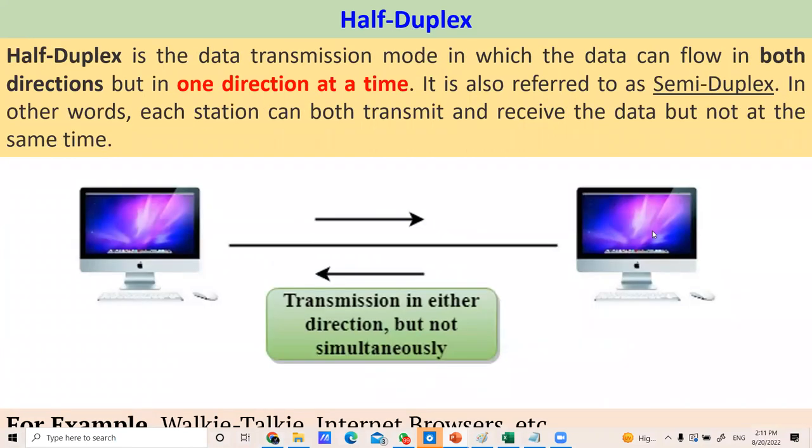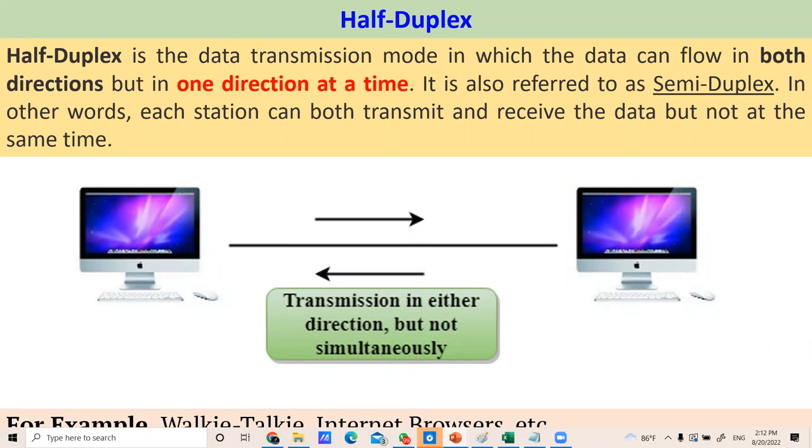Then the second method, half duplex. For half duplex, look at the image here. Half duplex allows transmission in both directions, but not simultaneously. Simultaneously means at the same time. Half duplex allows transmission in both directions, but the problem here is that it is not at the same time.